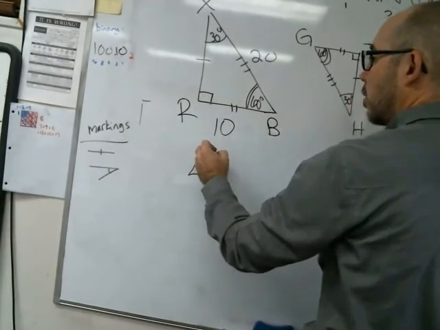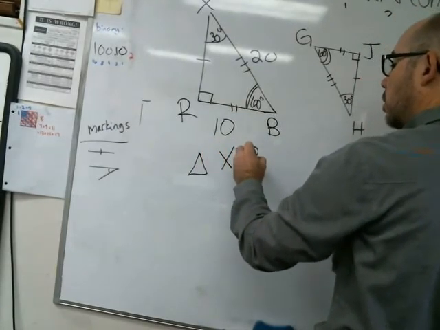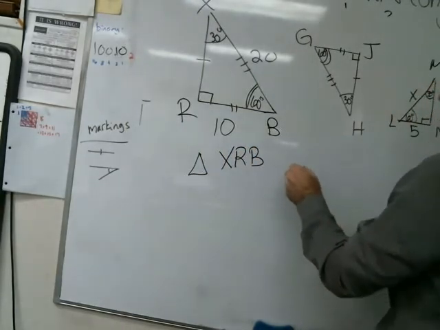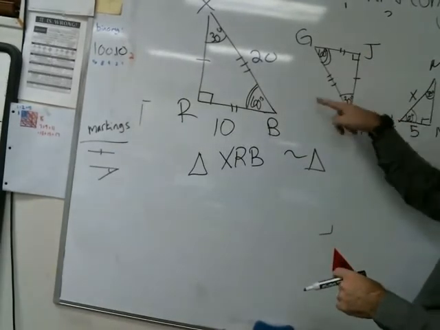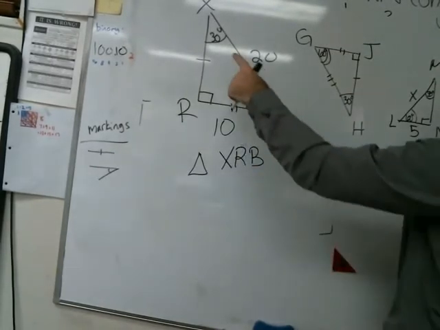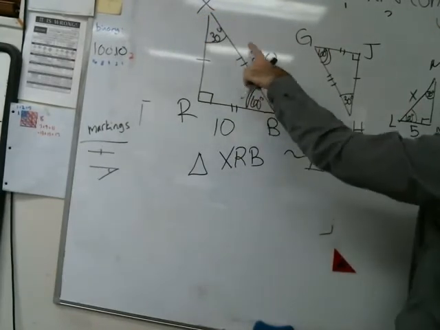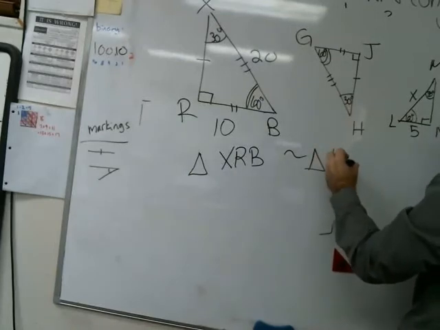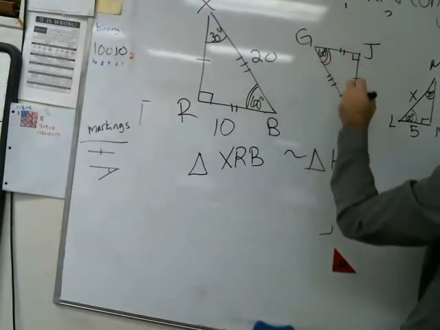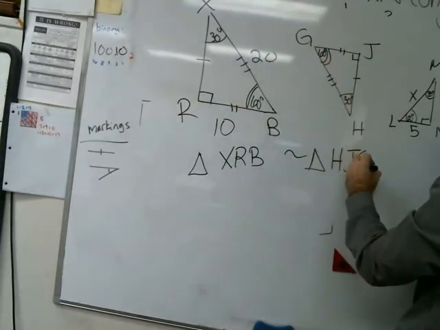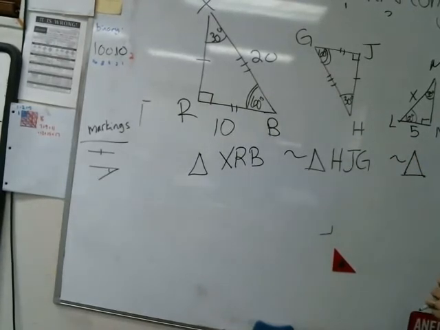So I'm going to call this triangle X, R, B. I'm going to say that is similar to triangle, and then I've got to put these in the right order. I got to find the angle in the second one that's like the angle here, X. And 30 matches with 30, so H has to go first. And then I went angle R, which is the 90-degree angle, so J comes next, and the third angle is G.